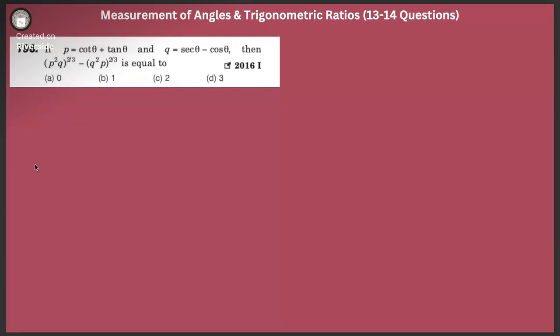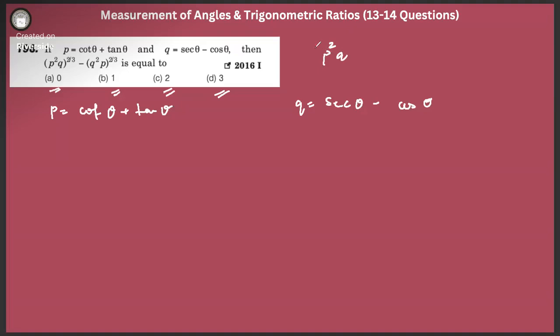How about this one? P is equal to cot theta plus tan theta and Q is equal to secant theta minus cos theta. You see the answers. They are numbers. Okay. How did you solve it? Sir, cos square theta plus sine square theta divided by sine theta by cos theta. Almost the identity, sir.